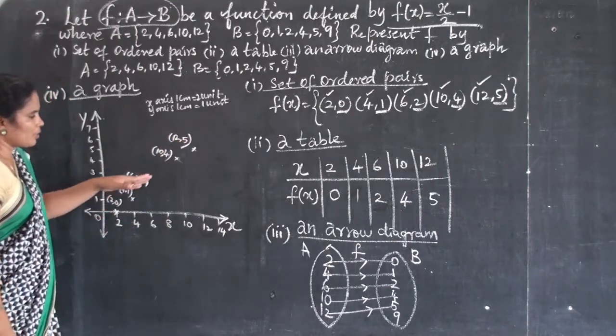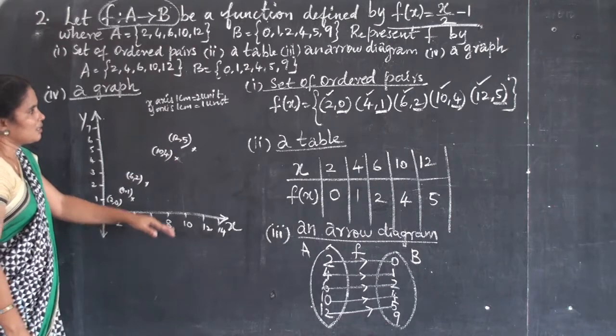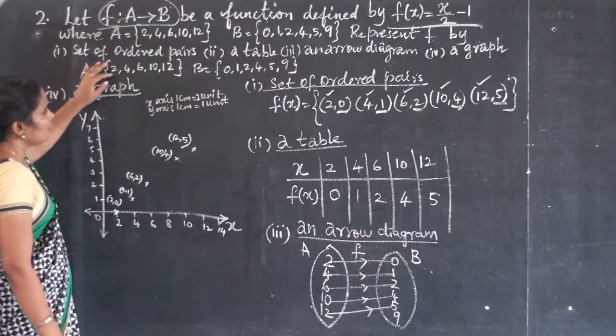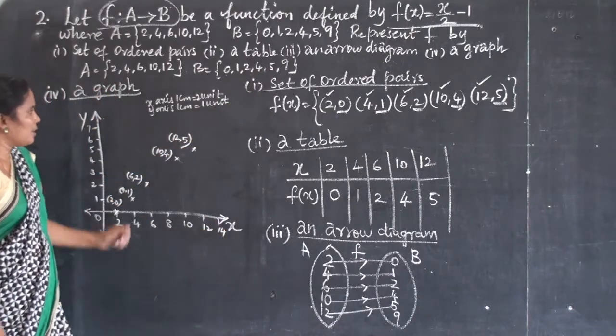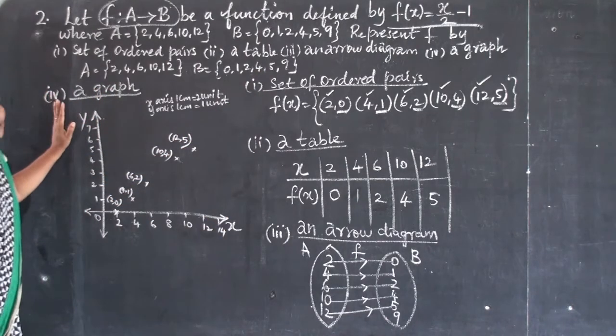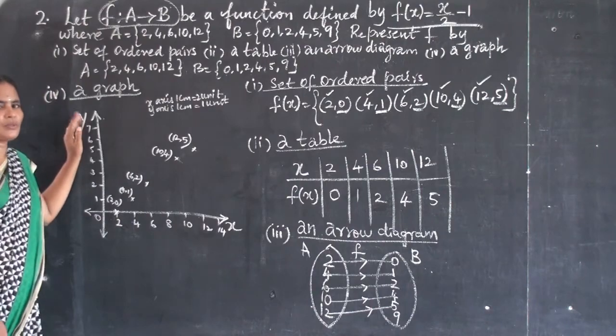Okay, there is no need to join the points, leave them as they are. That's all. Now it is very clear how to find the set of ordered pairs, a table, an arrow diagram and a graph. This comes under a 5-mark question. It is a very important question also.